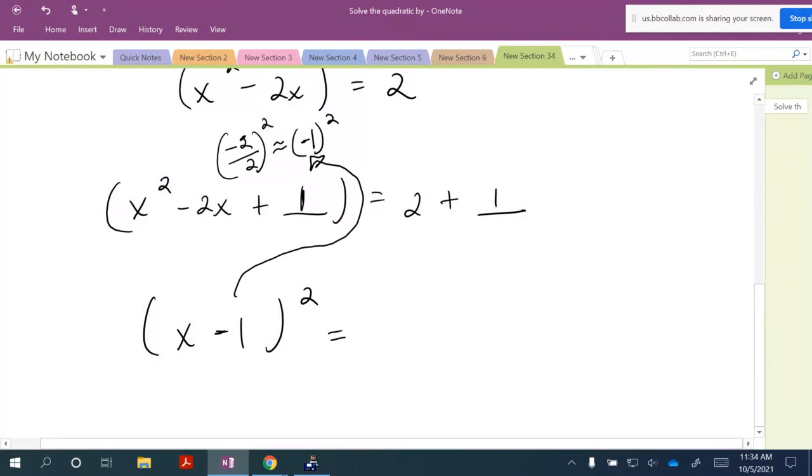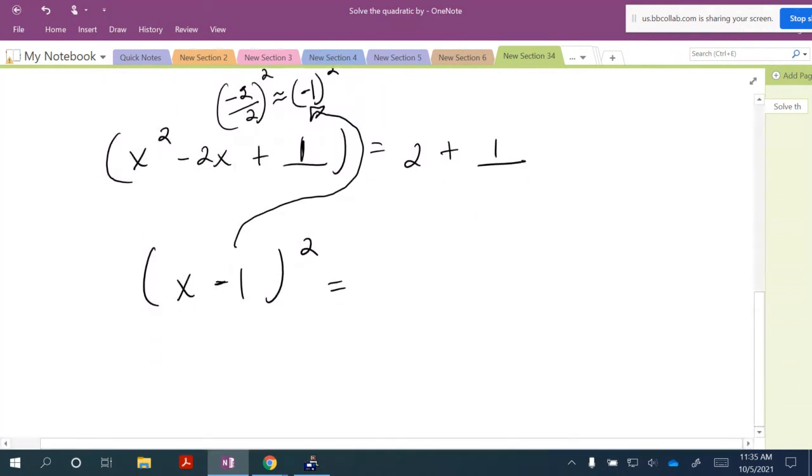So that means if I were to multiply x minus 1 times x minus 1, I would get x squared minus 2x plus 1. I'm going to simplify the right-hand side. So we have 2 plus 1 is 3.